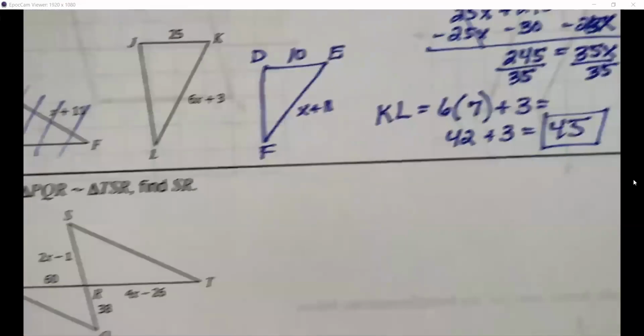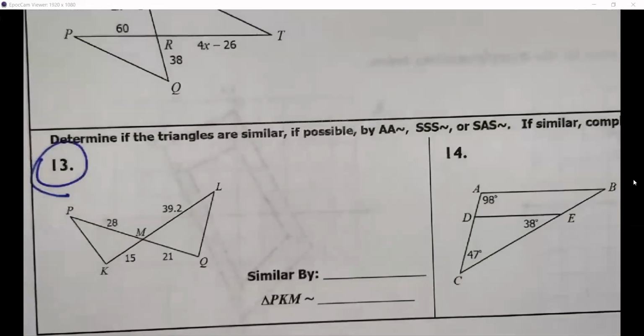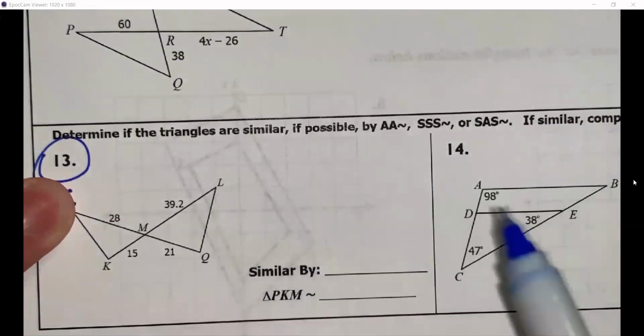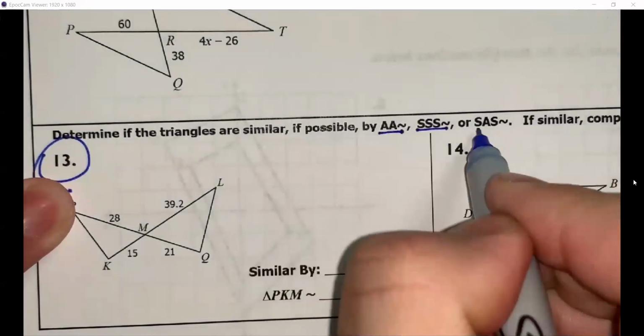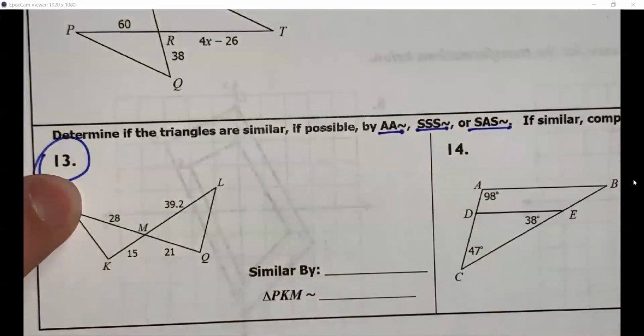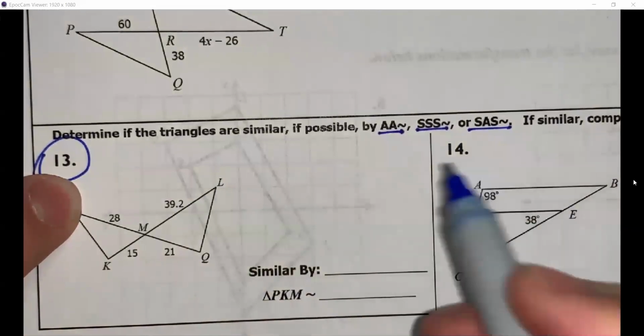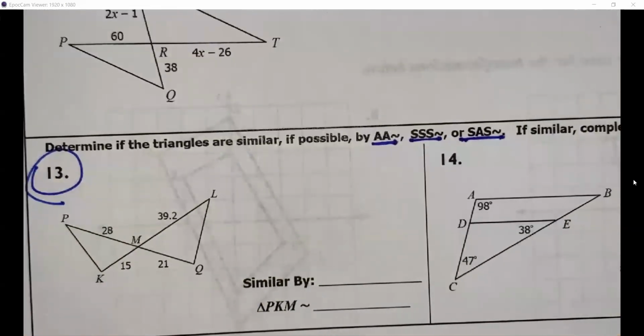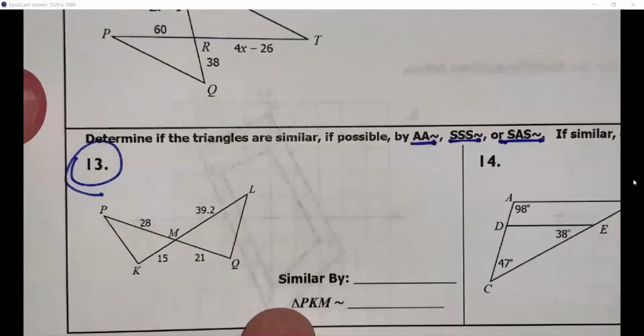So then from there, these two problems on the bottom, they're saying determine if the triangles are similar, if possible. Remember how in our notes in the past, we said that there are ways that we can prove that triangles are similar, either through angle, angle, side, side, side, or side, angle, side. So that's how we're going to answer these questions, all right?